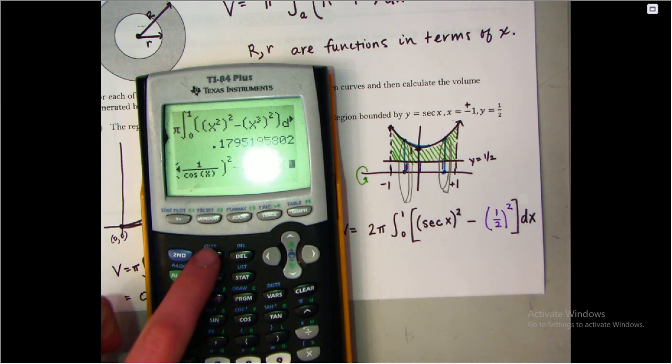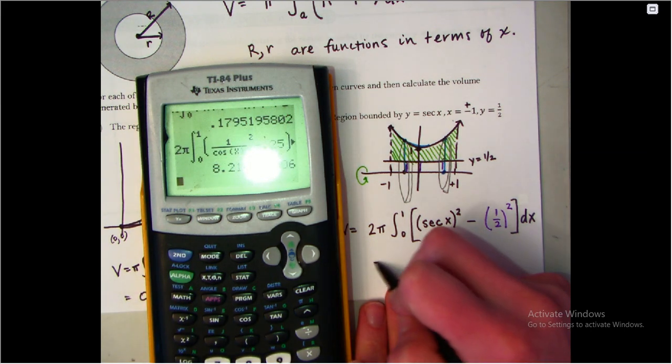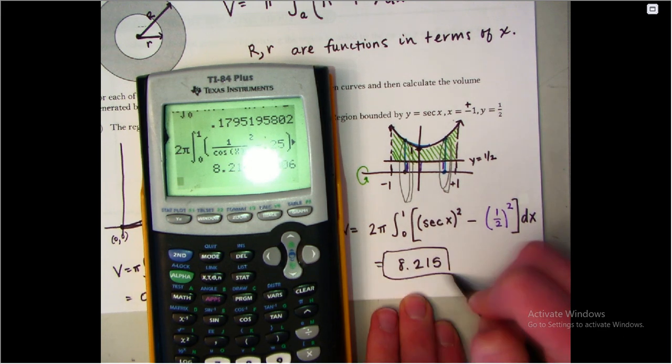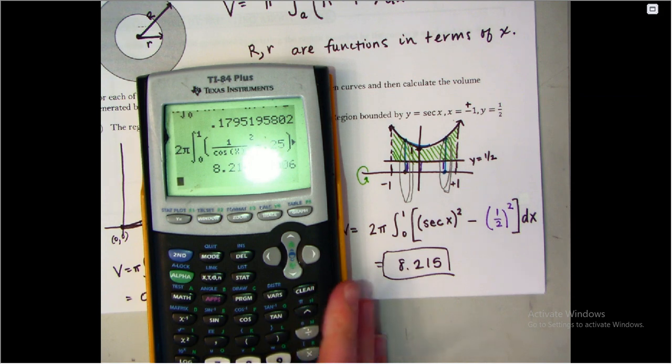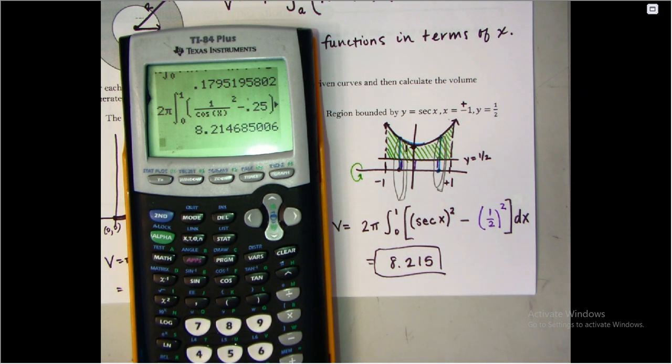Hopefully my calculator's in radians. Yep, that is the correct answer. So I got 8.215. Always, always radians for your units. I'm right in the middle of the glare spot there. So there you can see how I typed it in to match up.